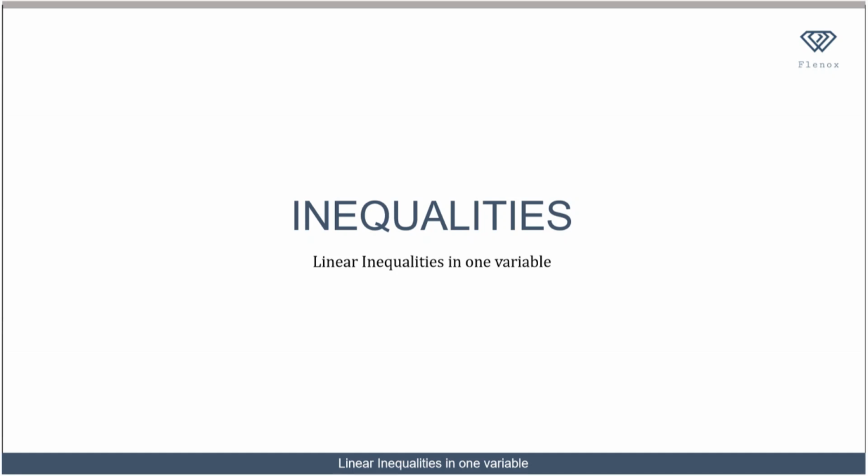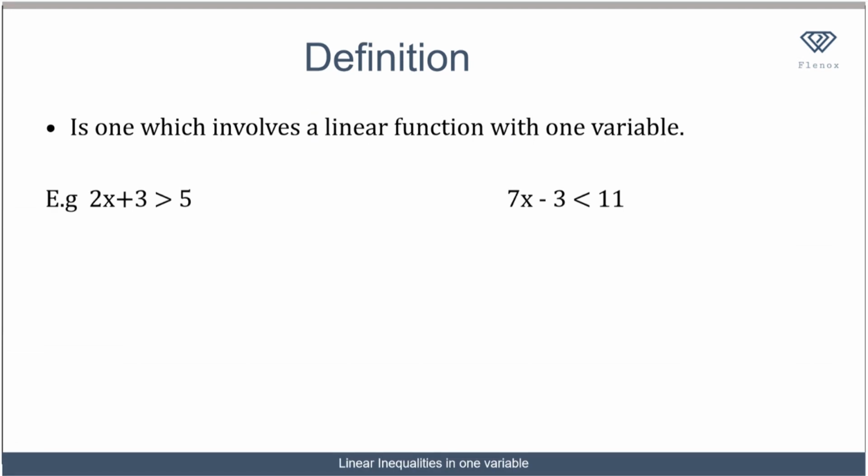Now we'll be looking at linear inequalities in one variable. And what does this mean? This is one which involves a linear function with one variable. As you will know, a variable represents a number that is not fully specified. So in this case, having one variable means we only have one unknown, which is like x in these two equations as shown here.